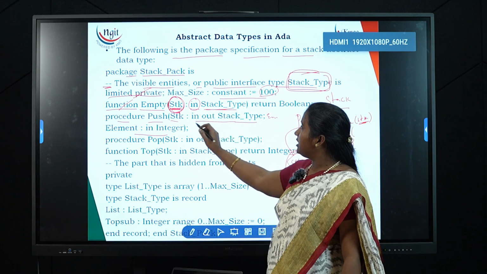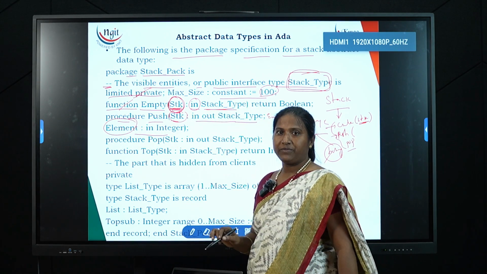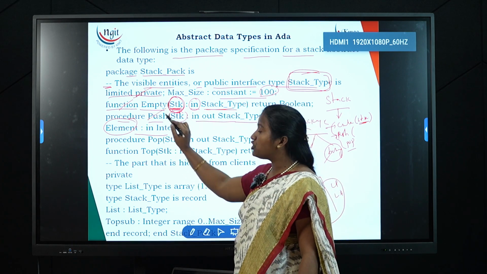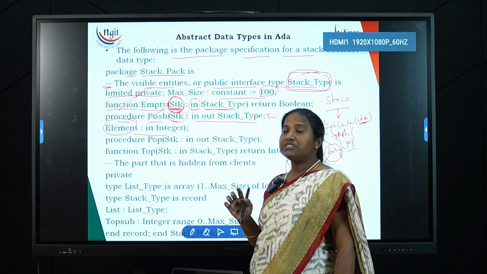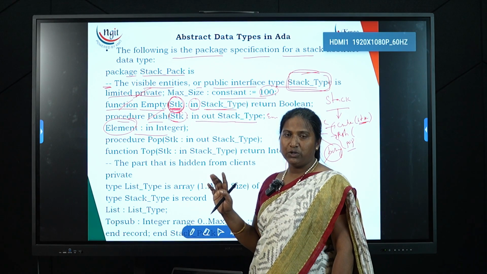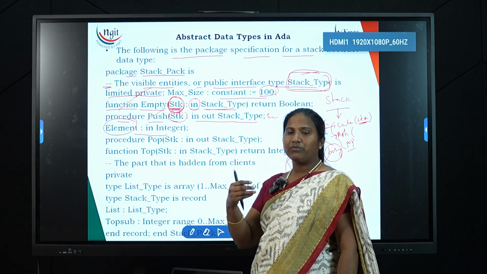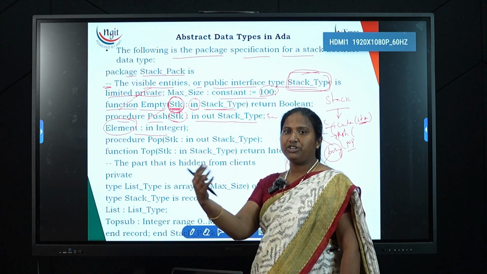So now the parameters are what? STK is a parameter, element is a parameter. For which function? For this push procedure. So what is the difference between function and procedure? Procedure will never return a value. Function will return a value. And the other things are quite common from function to procedure.